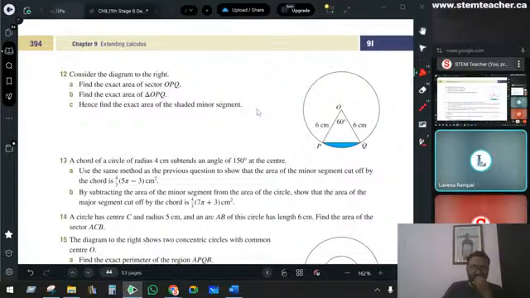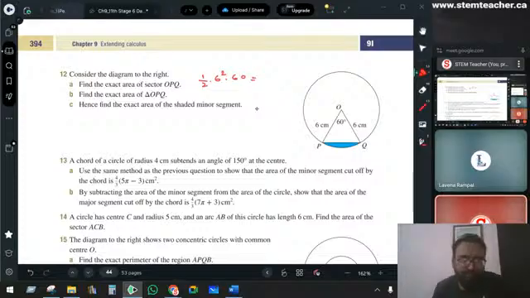Half into 6 squared into 60 degrees. That's it. You will get the area, which is equal to 18 into 60. And theta, which is in degrees, is converted into radians. What is that? It is pi by 3, into pi by 3. It is equal to 6 pi.